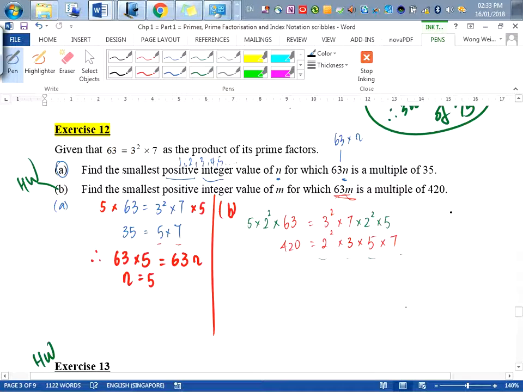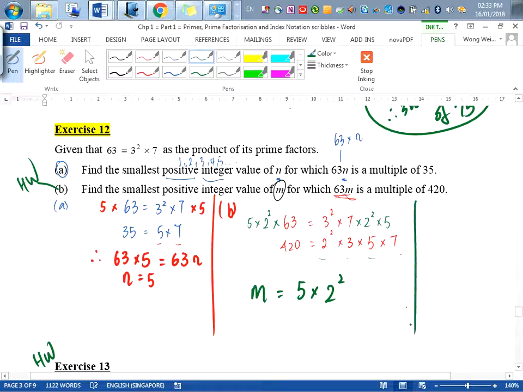But the question didn't ask for that value. They asked for the value of M. It's M over here. So how much is this M? M will be equal to 5 times 2 squared. That is what we introduced, right?